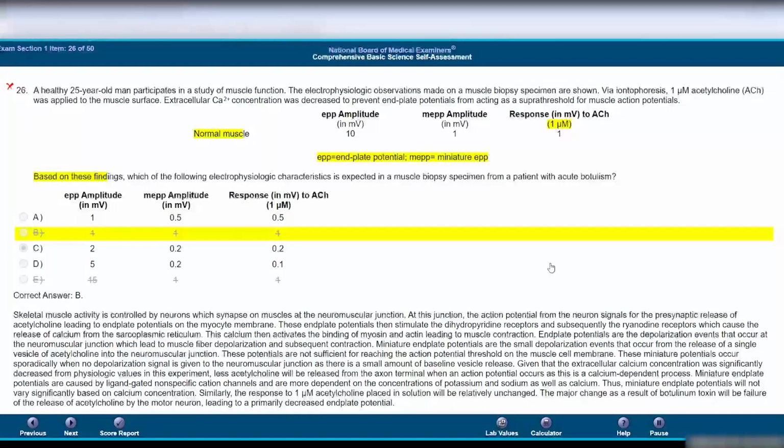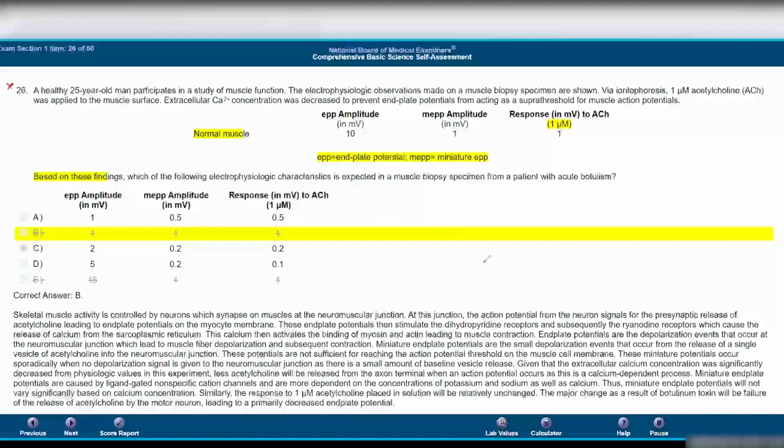So I was thinking in acute botulism, the problem is the lack of response to acetylcholine, right? Because there's something wrong with acetylcholine release. That was my first thought. Then they mentioned that they decrease the calcium concentration to prevent end plate potentials from acting as a suprathreshold. I wasn't sure exactly, it was a little convoluted for me. So I ended up picking C, because I expected some form of decrease in all of these, but I wasn't sure at what magnitude.